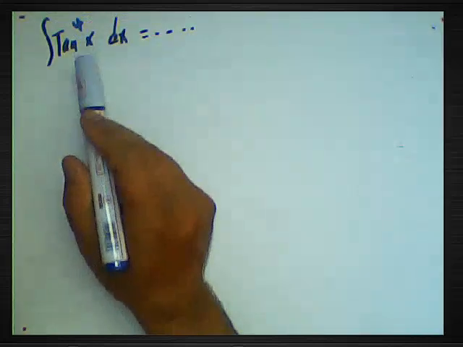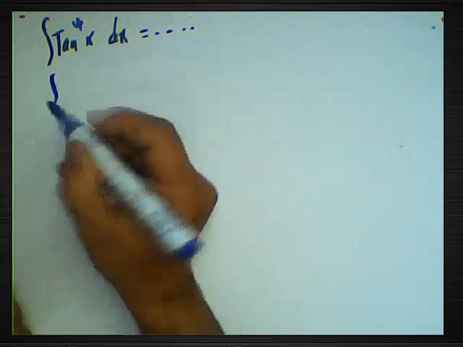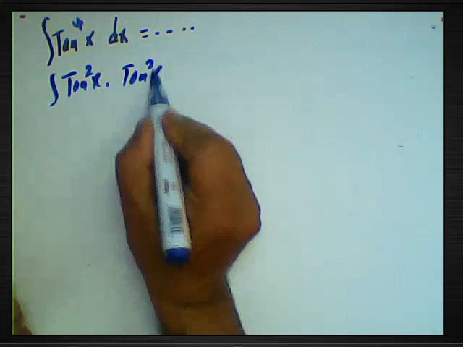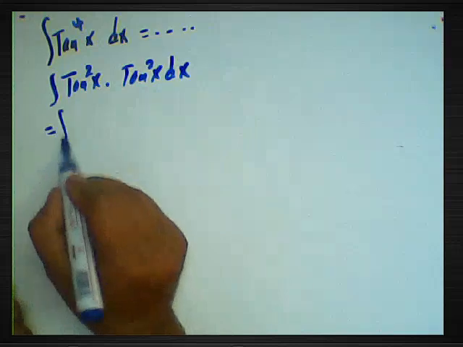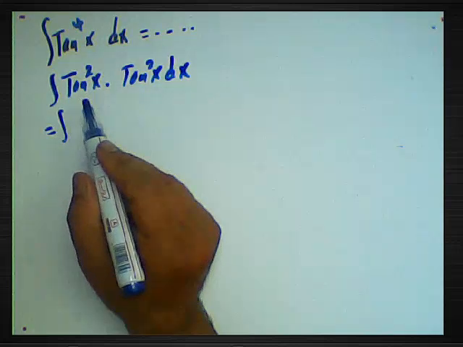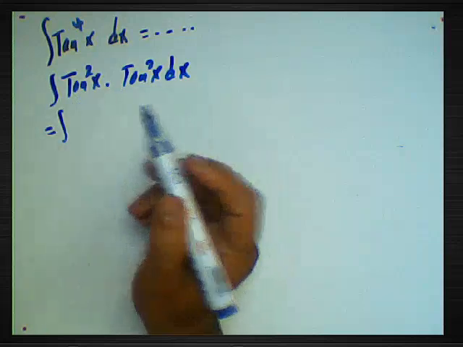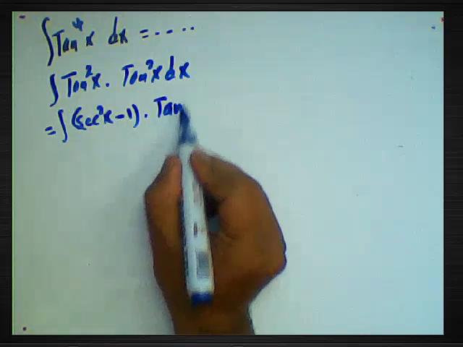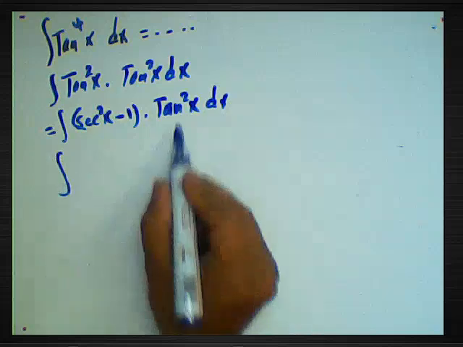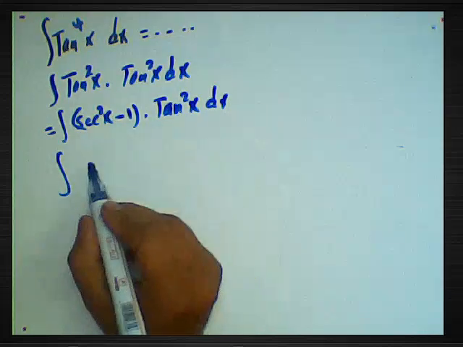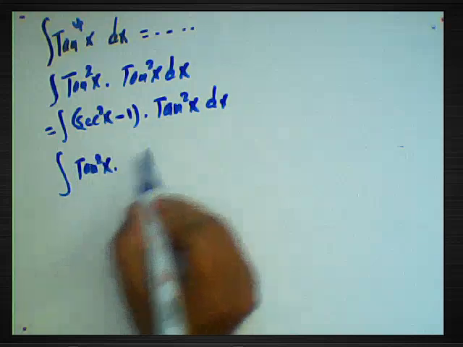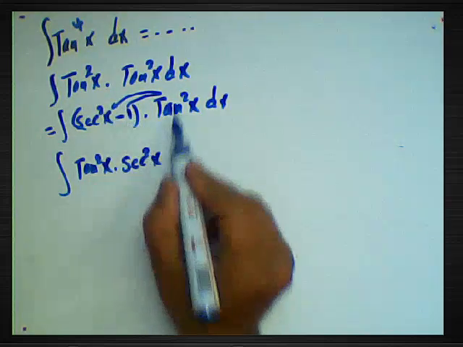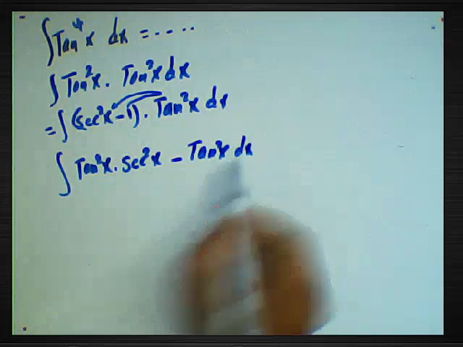Integration about tan power 4x dx. We can write this function tan power 2x dot tan power 2x dx, and use here identity about tan power 2x, it will be what? tan power 2x, it will be sec power 2x minus 1. We can write sec power 2x minus 1 multiplication by tan power 2x dx, and use distributive properties here. Multiplication about tan power 2 and sec power 2, it will be tan power 2x multiplication by sec power 2x, subtract using here distributive 1 times tan power 2x, it will be tan power 2x dx.